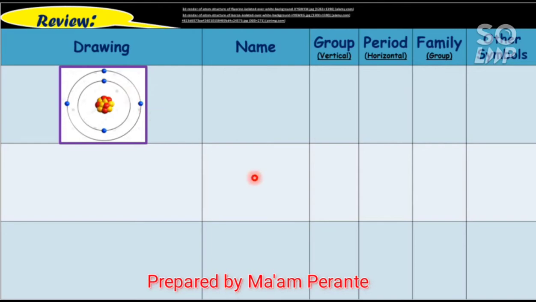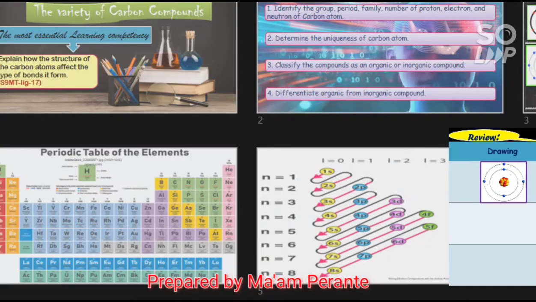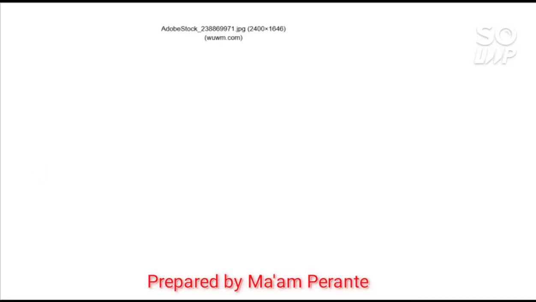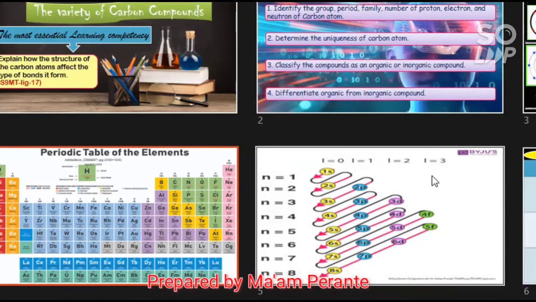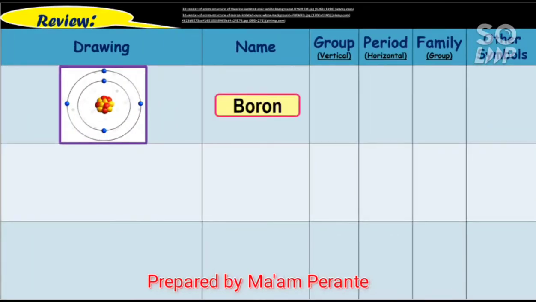So like what we did in the previous slide, all we have to do is to count the number of electrons orbiting around the nucleus, and then check the periodic table to know what element that is. So from here we have 1, 2, 3, 4, 5 electrons. So if we got 5 electrons, meaning the atomic number is also 5. So 1, 2, 3, 4, 5. There you go. We found boron as the name of the element in the first picture.